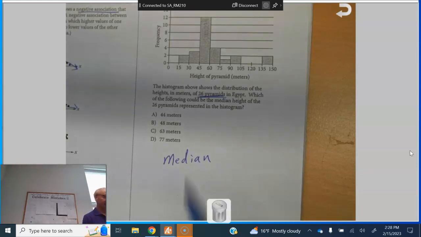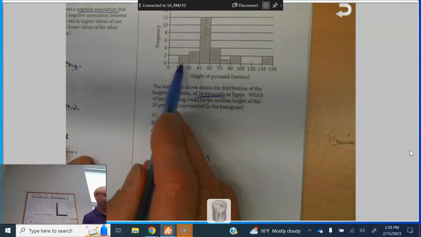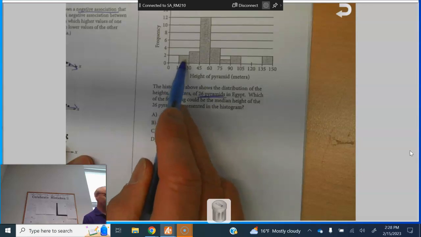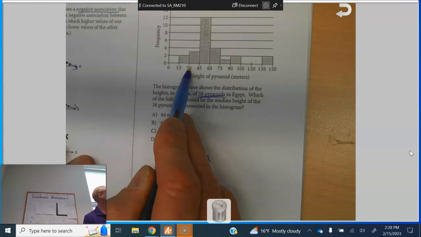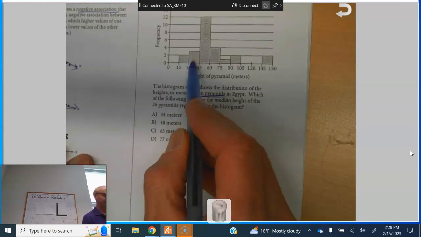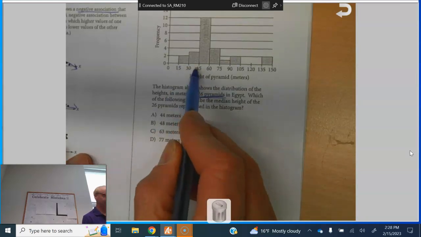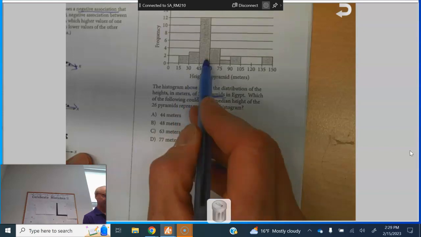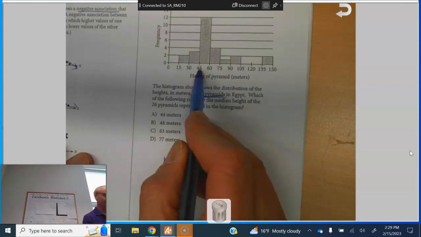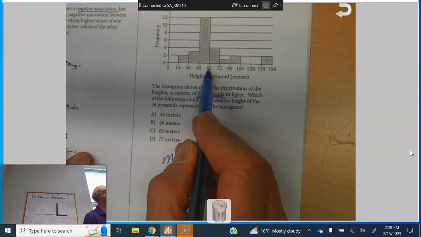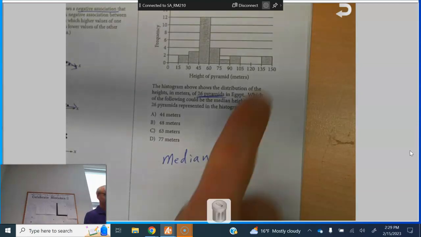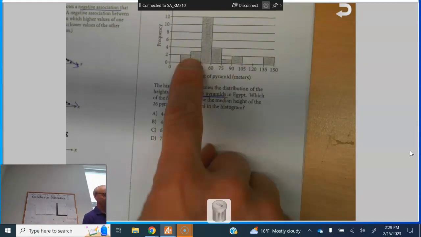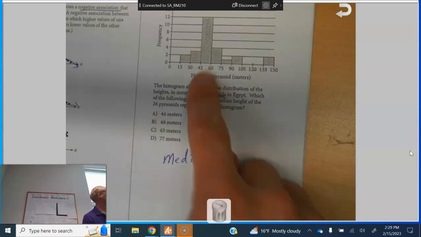But this is a frequency table. It says that the first two pyramids, the smallest two, are between 15 meters and 30 meters high. Then there's 3 of them that are between 30 and 45. There's 12 of them that are between 45 and 60, and so on. The whole trick to this is to locate the middle of all this. Can you all see the gray lines here, or the gray area?